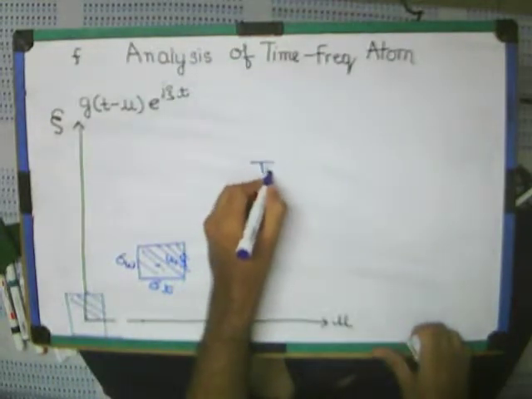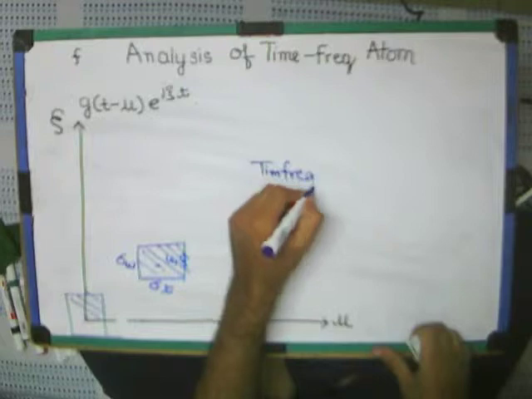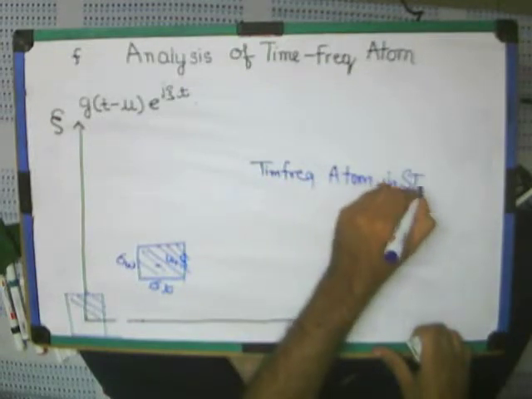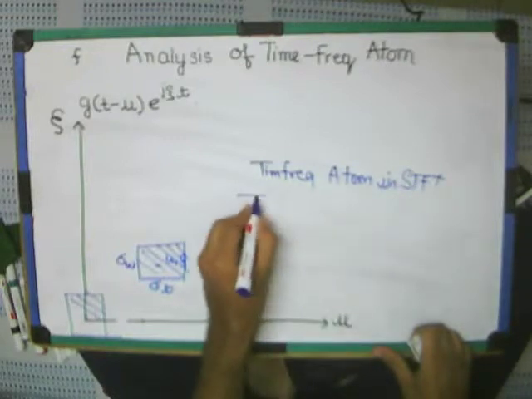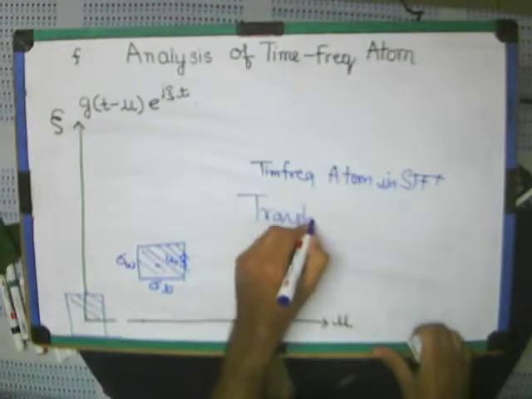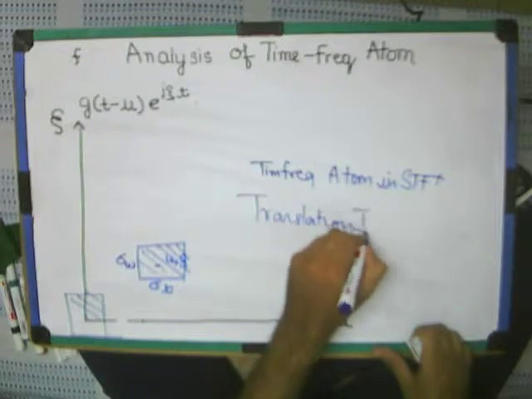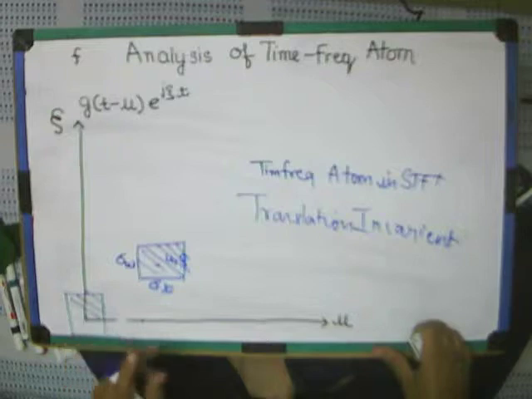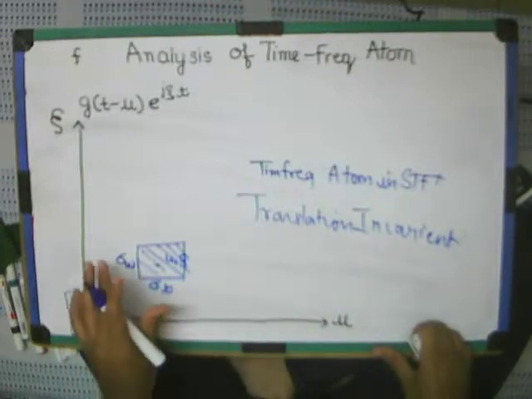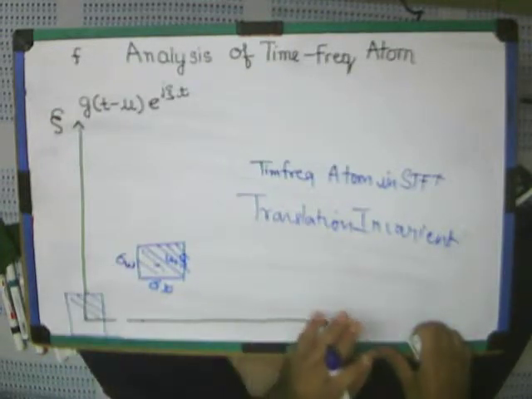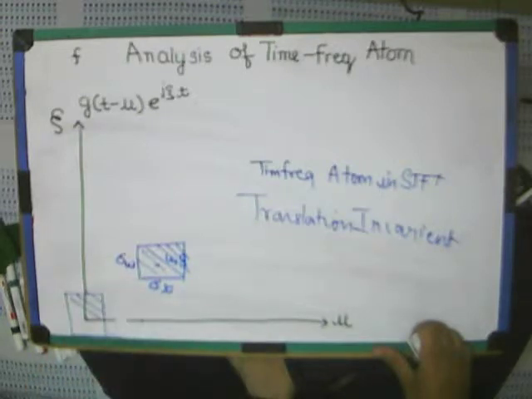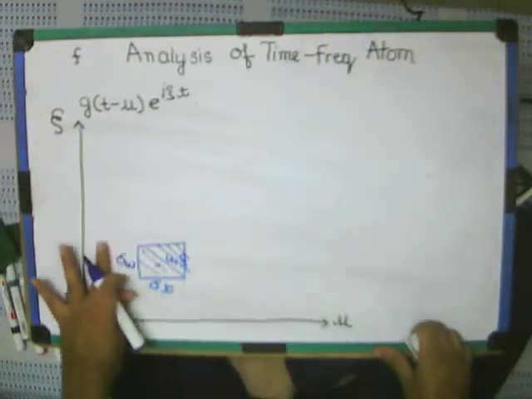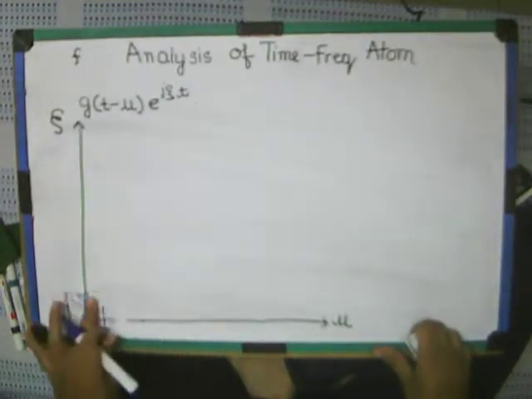So the time frequency atom in STFT is translation invariant. In that sense, if you go to any particular u comma zeta and try to calculate the sigma t and sigma omega, they will remain the same. But this will not be the case in wavelets. Now let me explain what will happen in wavelets.